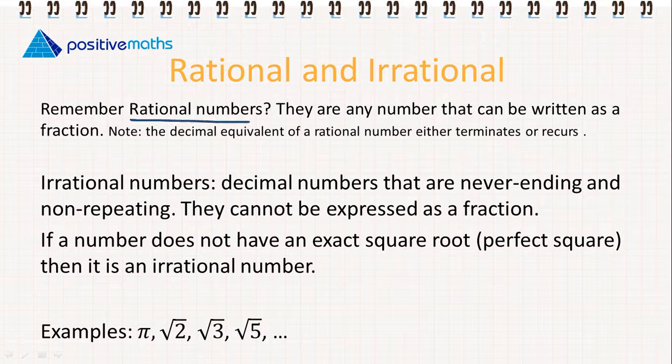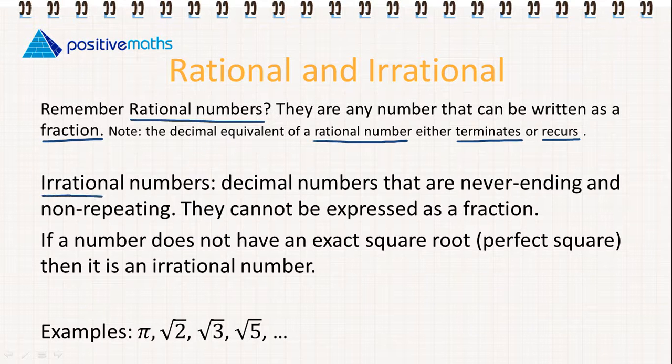First of all, rational numbers. They are any number that can be written as a fraction. So we want to note that the decimal equivalent of a rational number either terminates or it recurs.